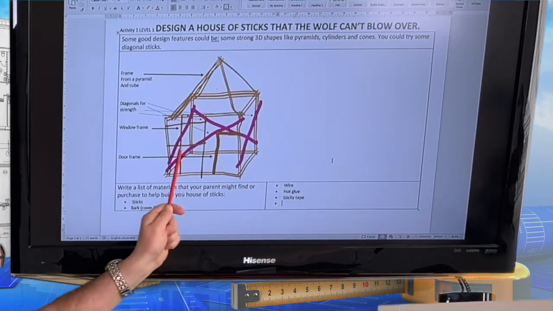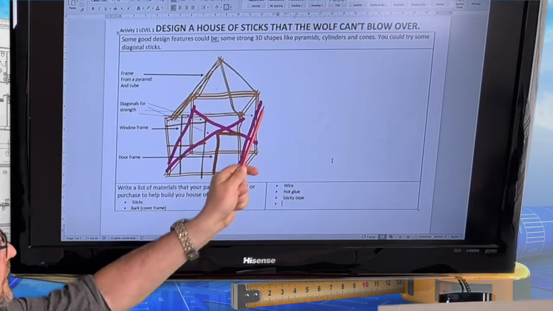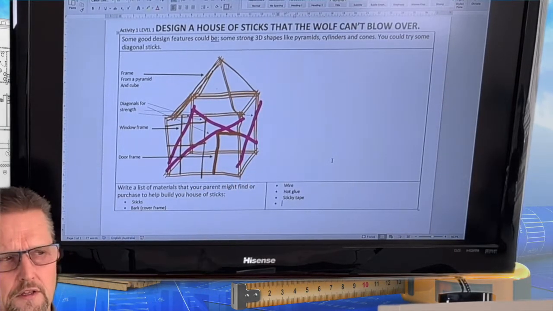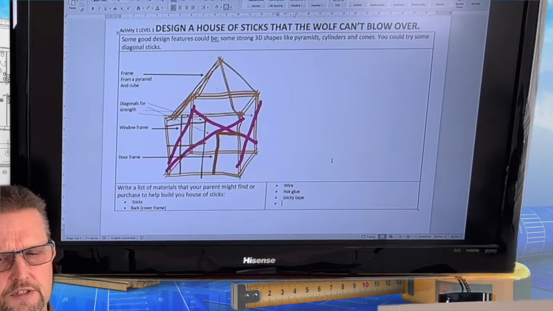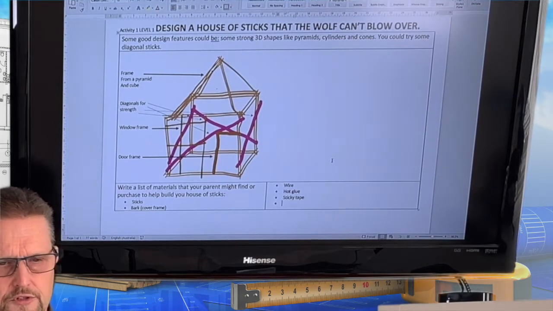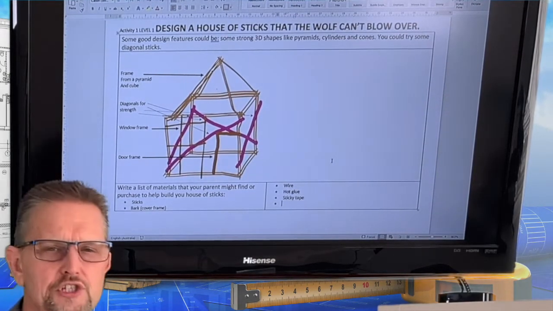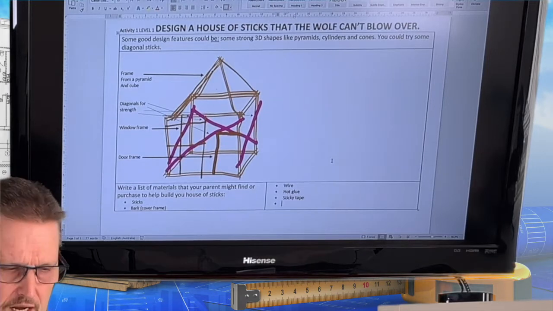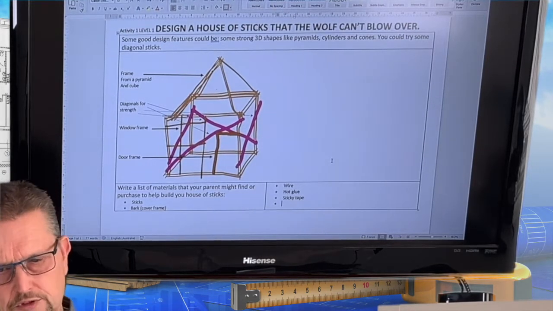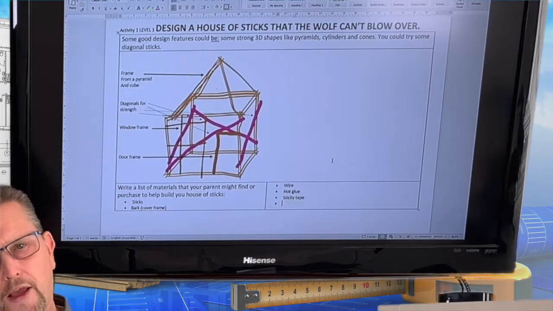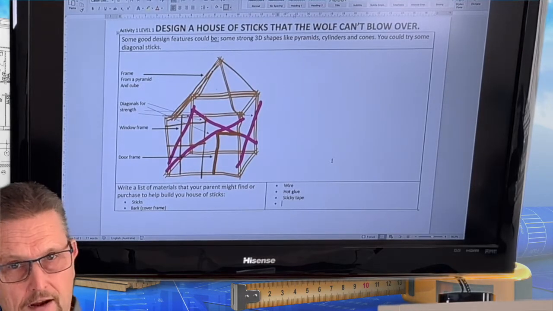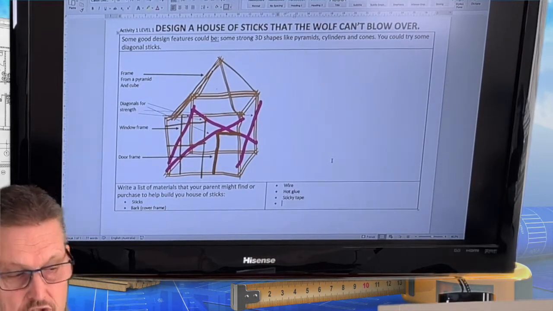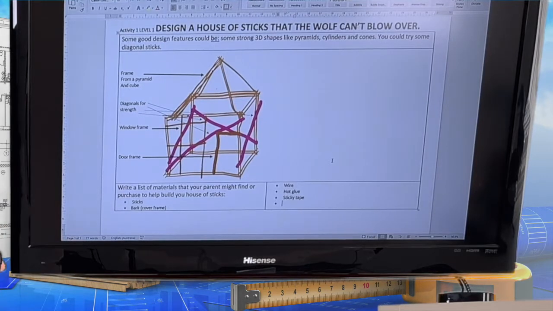Now I've done these ones here in purple. These are what we call diagonals, and I think that I remember talking to you at some stage about how diagonals can actually really strengthen up some 3D shapes. A diagonal means something which is put sort of like on an angle, if you know what I mean. In fact, I might build something in just a minute to show you that. Alright, so these are diagonals.